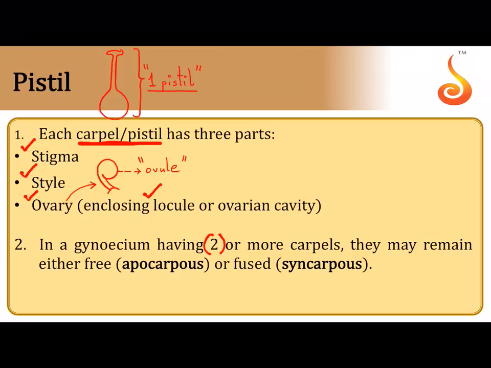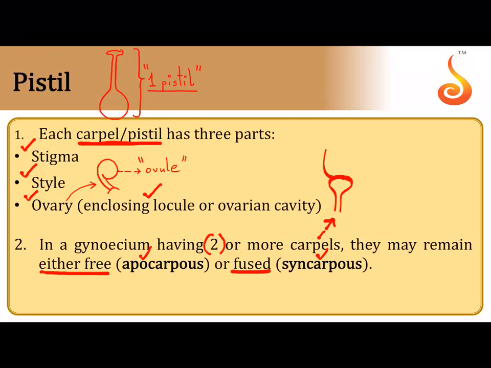It may have two or more pistils, and if there are two or more pistils, they may remain free from each other when the condition is called apocarpous, or they may get fused with each other in a condition that is referred to as syncarpous. Okay, now for example, let me show you here in a simple way. Imagine that this is the thalamus of the flower. This is purely for your understanding. Okay, so this is the thalamus of the flower.